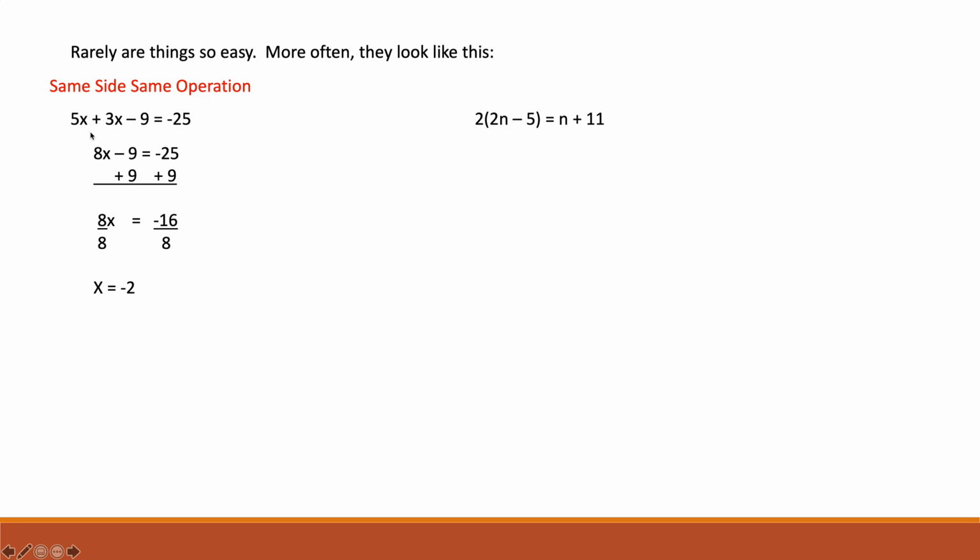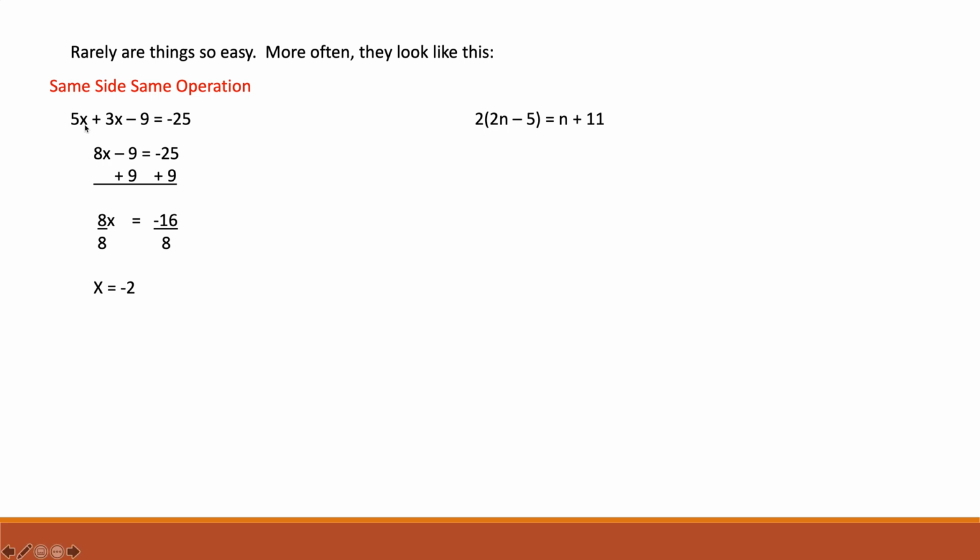Once I realize that when the variables are on the same side, the 5x and the 3x, I add them up and I get the 8x. 8x minus 9 is negative 25. Notice everything else stays the same. The minus 9 equals negative 25. I didn't touch those. I just simplified.